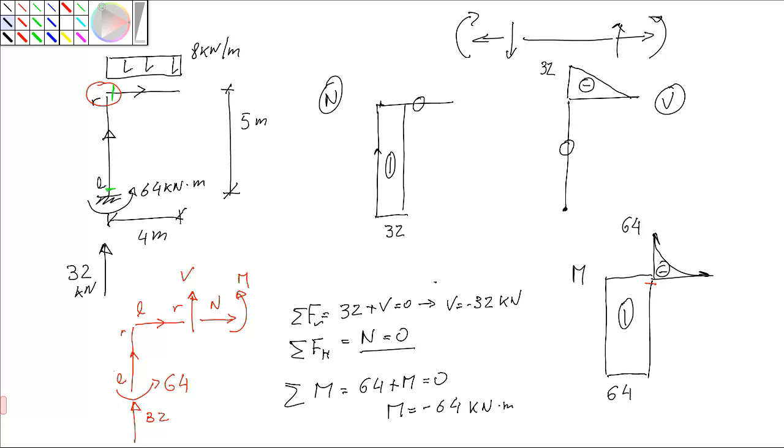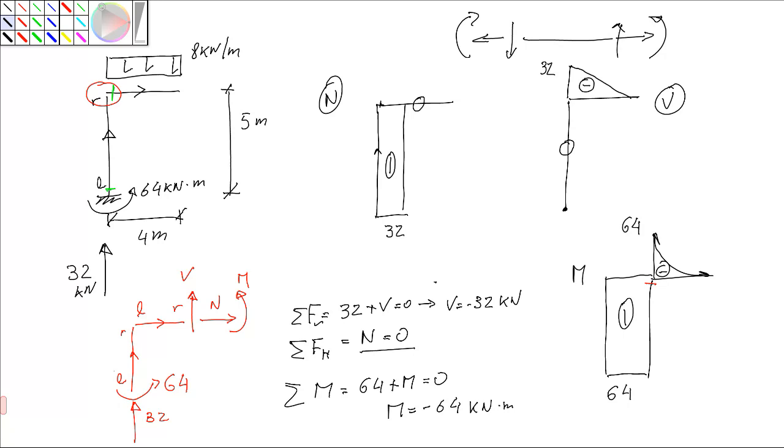If I look at bending moments, to the left of the green section, the only bending moment I have is this 64. 64 is negative. It causes tension on the upper side. And I do know that dM/dx is equal to minus V. Since shear is 0, it means moment is constant. So I can draw it like this. Constant.